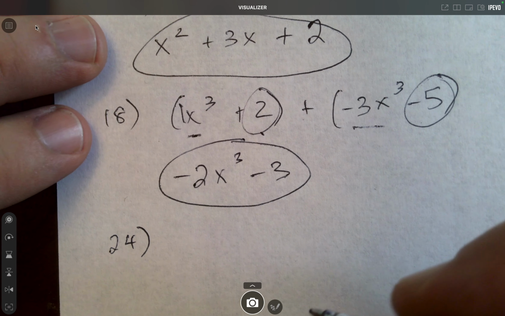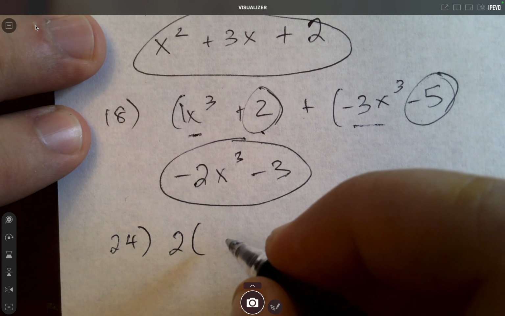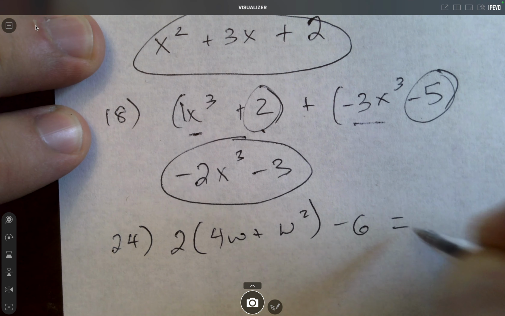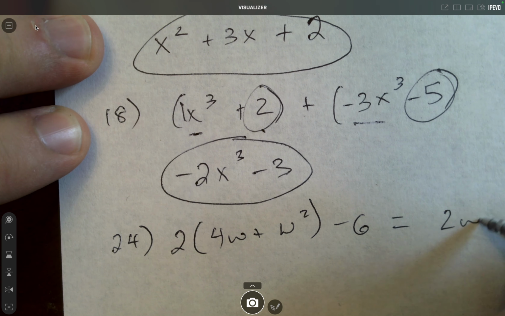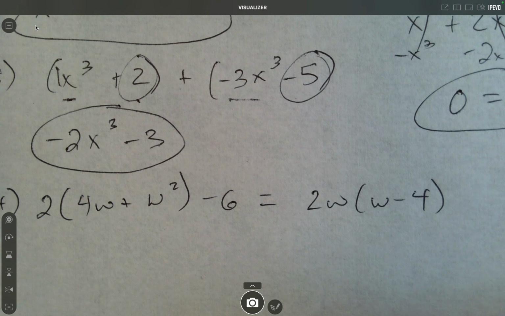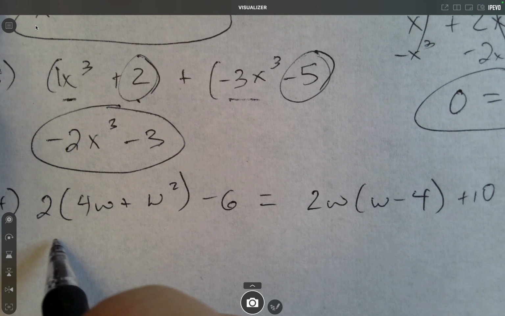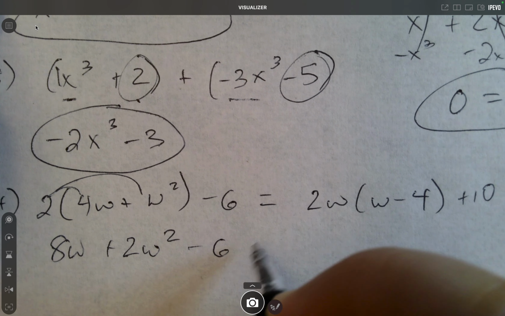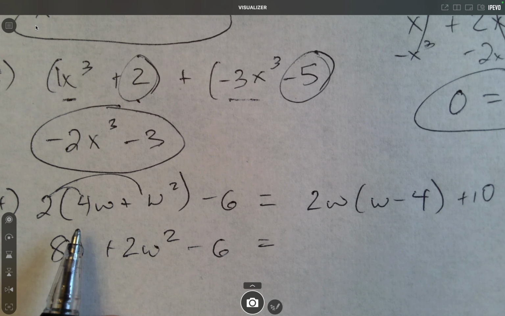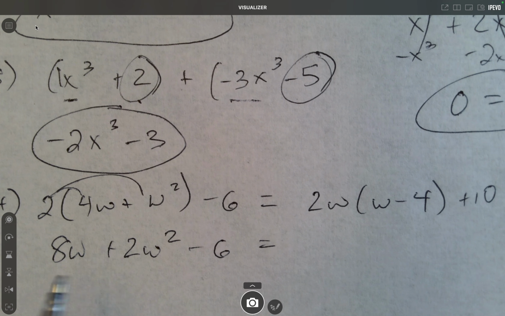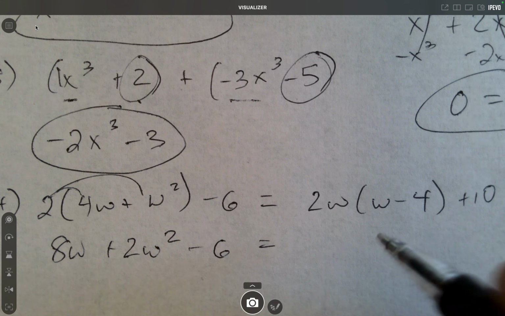Number 24. Same instructions, we're trying to solve, in this case for w. So first we need to distribute. 2 times 4w is 8w. And 2 times w squared is 2w squared. Notice this 2 only applies to what's inside the parentheses. We don't double the 6 because it's not inside the parentheses. We only use these two multiplied by 2.